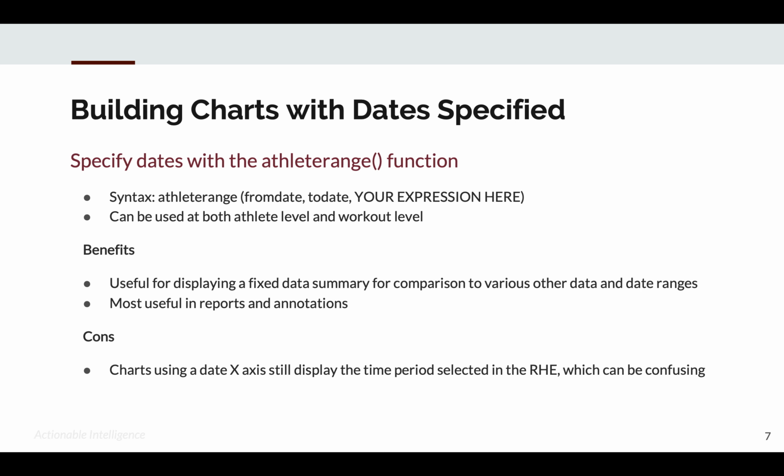It can be used at both athlete level and workout level, and it's useful for displaying a fixed data summary, especially if you want to compare it to various other data or date ranges. It's especially useful in reports and annotations, and the one con to be aware of is that when a chart uses a date x-axis, it will always display the time period selected in the right-hand Explorer, which can be confusing, but we'll cover that in just a little bit.